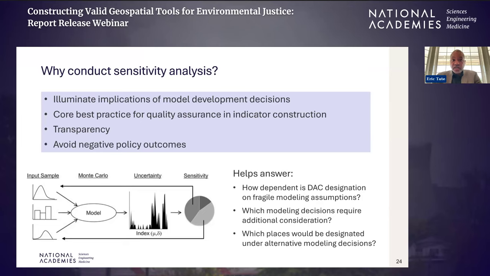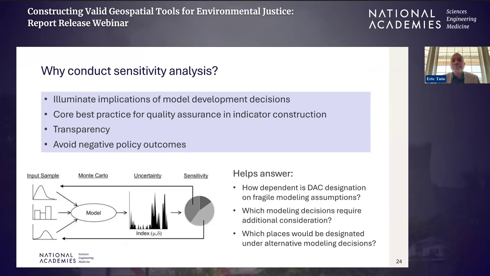And so why conduct such sensitivity analysis? Well, you can really understand the effect of these different modeling decisions, but ultimately it is a core best practice of indicator construction, so we highly recommend this. It provides greater transparency for the modeling process, which is in alignment with some of the things that Walker was talking about, documentation and transparency. And it can help avoid negative policy outcomes. So for example, this slide is showing how you could go about doing sensitivity analysis. Instead of building the tool one time, you build it thousands of times using all the potential choices. And you can see where the designation of communities becomes a distribution of values rather than just a single one.